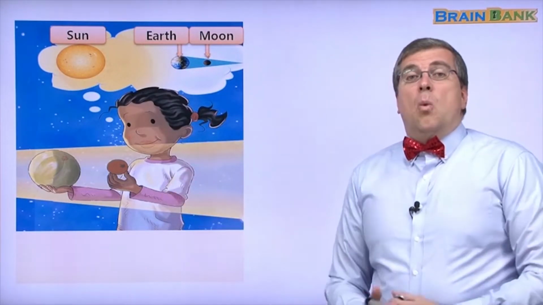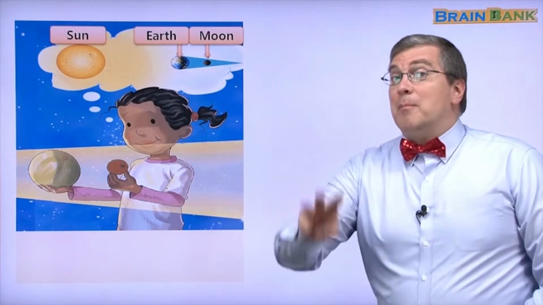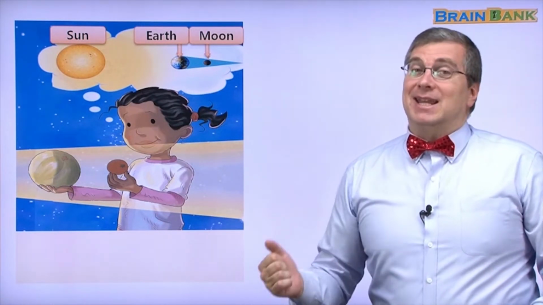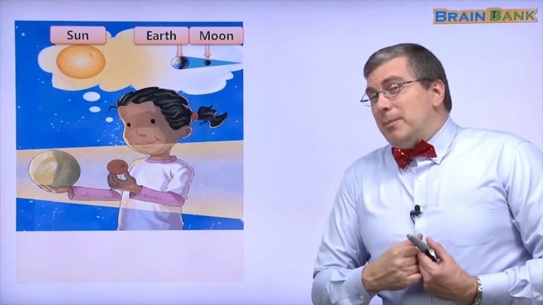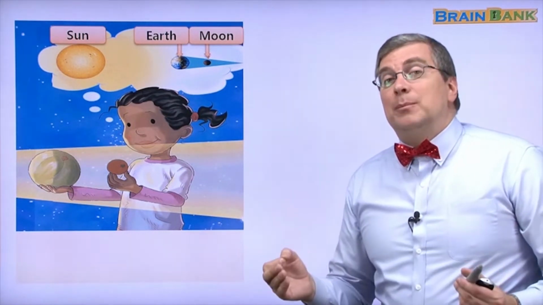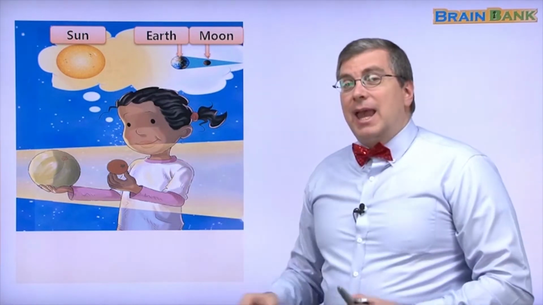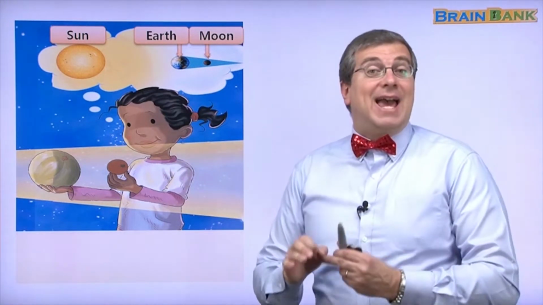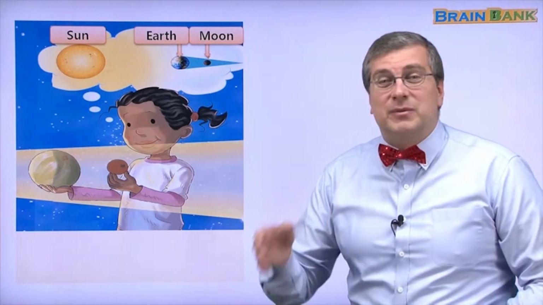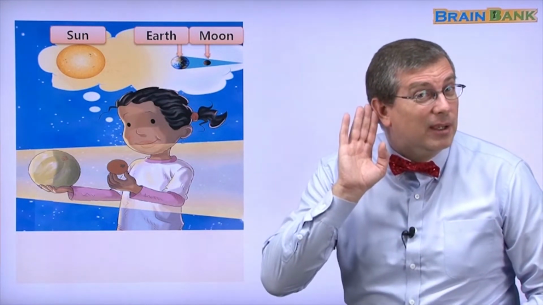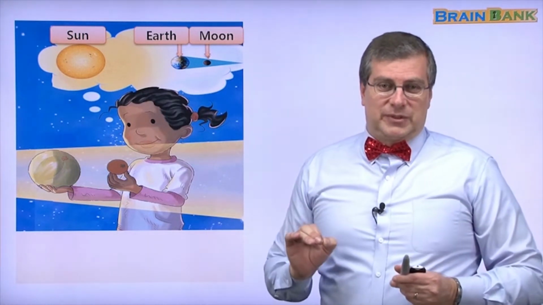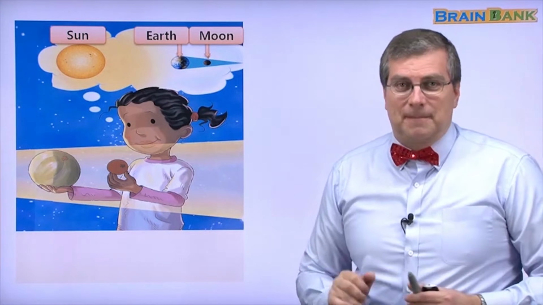Hello everybody, welcome back. We're on part 3 of Let's Make an Eclipse. Remember in part 2, what kind of eclipse did Amy and her mom and dad make? What kind of eclipse? Do you remember? 맞아요. Solar eclipse, right? 일식.